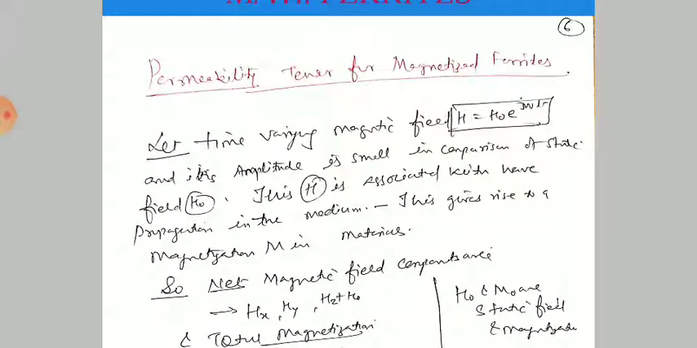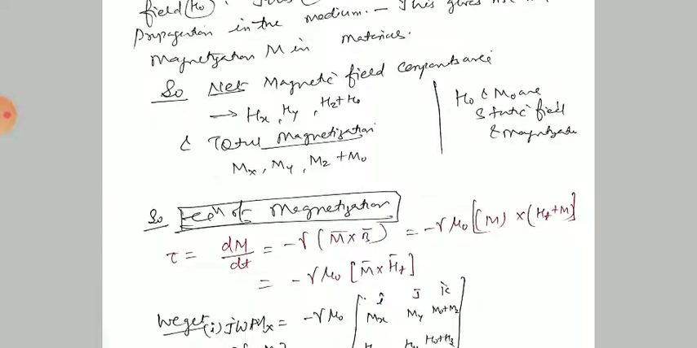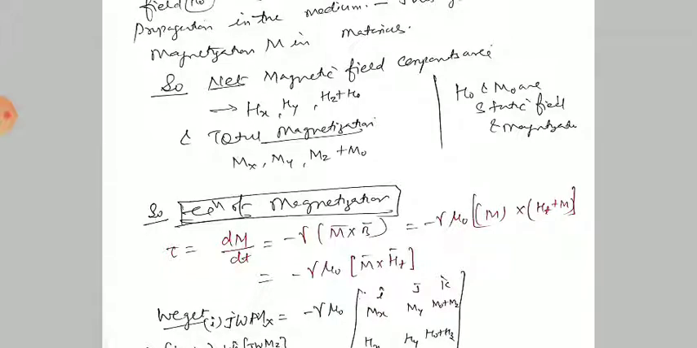Now the permeability tensor of the magnetized ferrite permits a time-varying magnetic field H equal to H0 e to the power j omega t, and the amplitude is small in comparison to the static field H0. This H is associated with the wave propagation in the medium. This gives rise to magnetization M in the material. So the net magnetic field components are Hx, Hy, Hz plus H0, and the total magnetization is Mx, My, Mz plus M0.